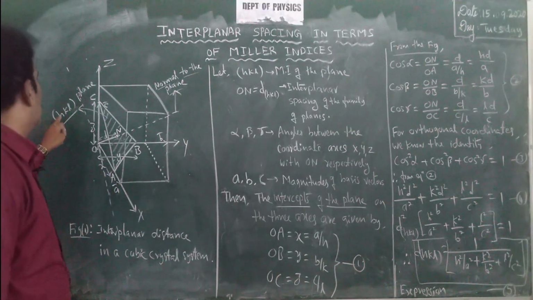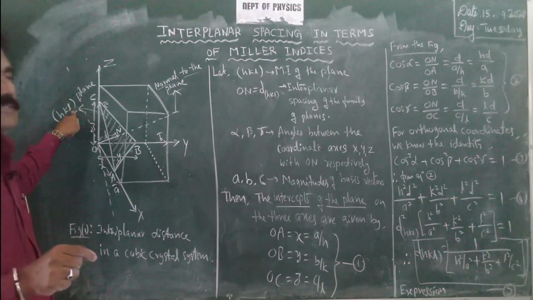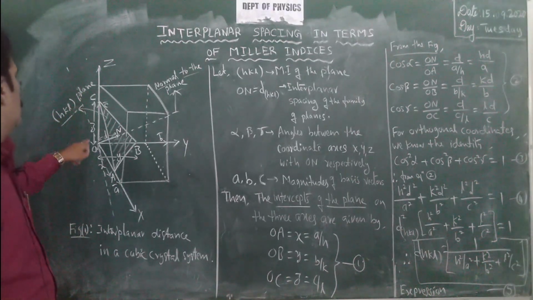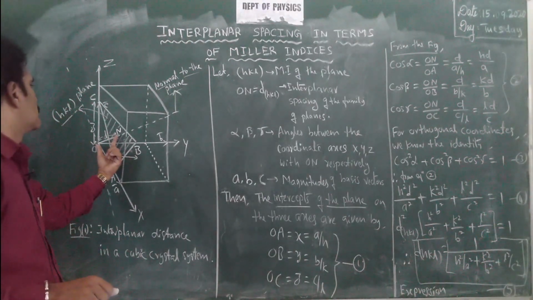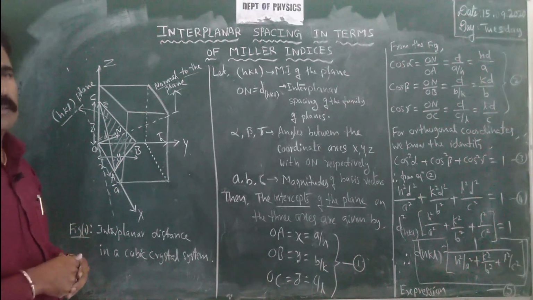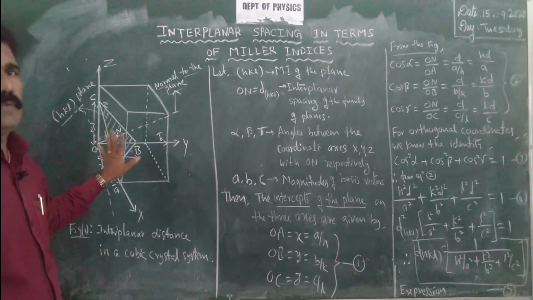Okay, so that you know already, h, k, l are the smallest integers according to Miller indices. h, k, l are the smallest integers of the planes. So in terms of these Miller indices h, k, l, you have to find the interplanar spacing d. That expression you have to derive here. Clear?